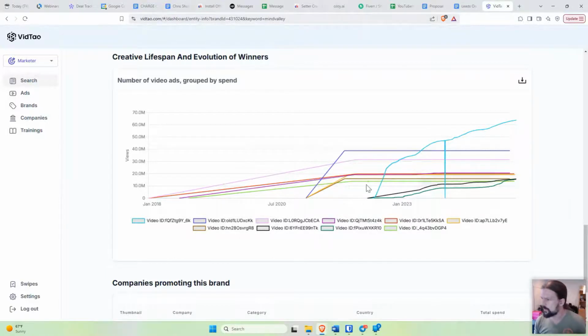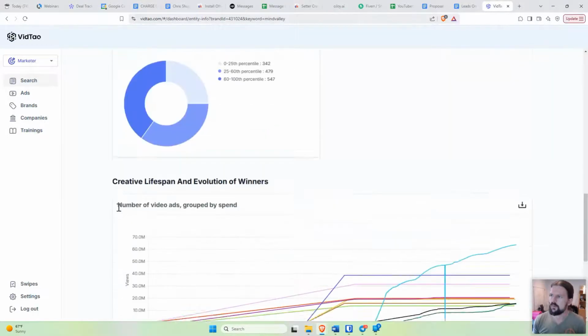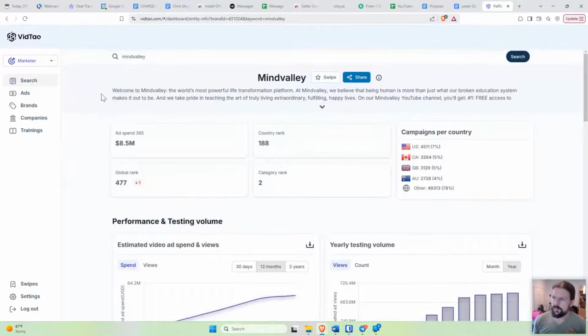Then you have some like this yellow line here, or this brown line that goes up for, how long is that? Well, it's actually a fairly decent time. That was like 10 months before they shut it off. If you see one that just goes up and then immediately goes flat within like 1 month, that's just an ad that didn't work at all, most likely. So this is what you do if you actually know the name of your competitor.